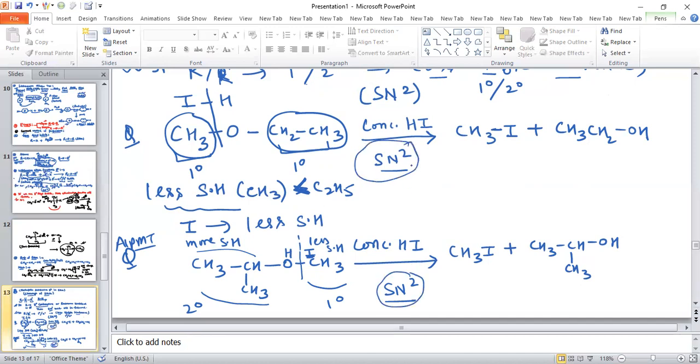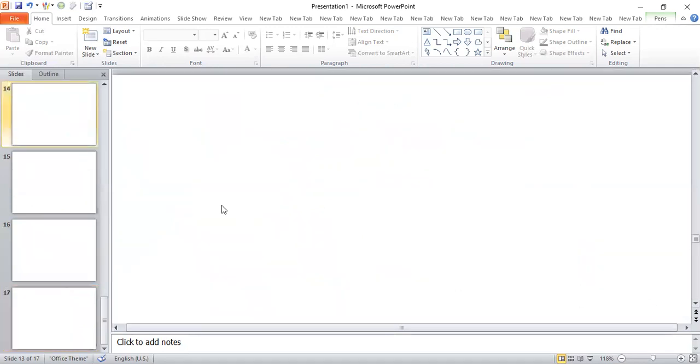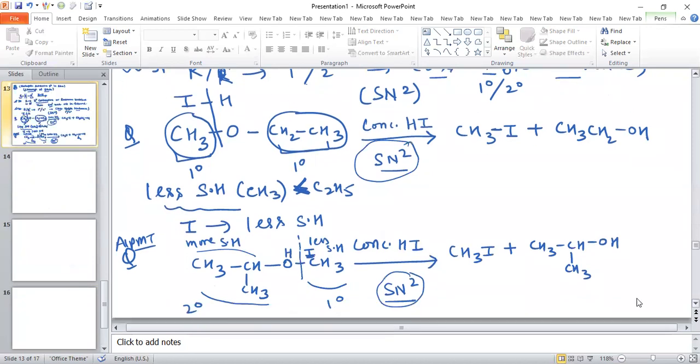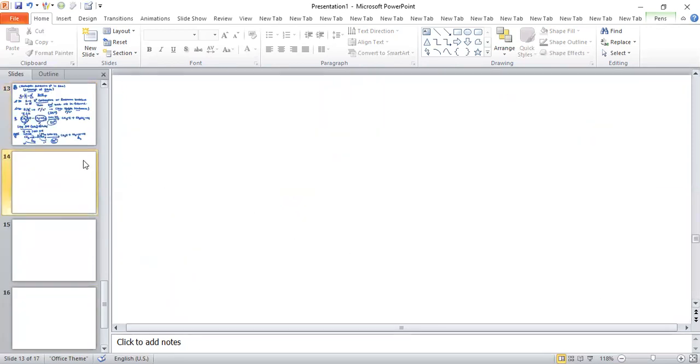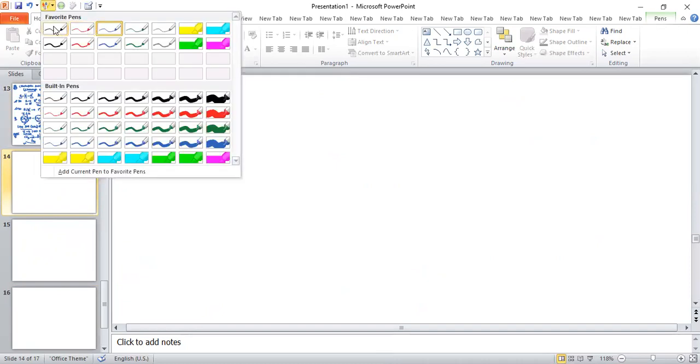So always iodine comes with the less sterically hindered part in case of SN2, and H comes with the more sterically hindered part. And if it is 1 degree, or 2 degree, then definitely the mechanism will be SN2 mechanism. Now see some more reactions based on this, because this is an important reaction, and questions have been asked in previous years too much from this topic.